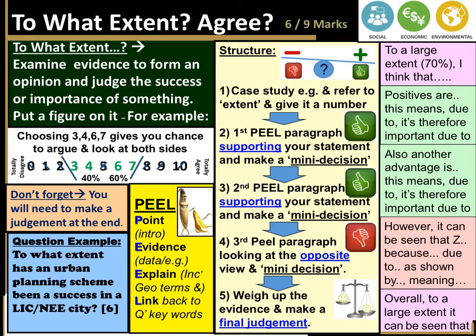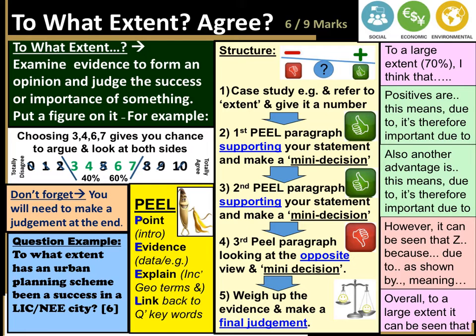Here we've got the exam structure support slide, and we're looking at the to what extent. So you're going to form an opinion, you're going to judge the success or importance of something. We've got the scale on the left hand side in that white box. So as I said before, don't go either side and don't go right in the middle. So maybe just to the right or just above halfway, maybe 60%, 70% you're going to agree. Or if you don't agree, say 30% or 40%, that's absolutely fine.